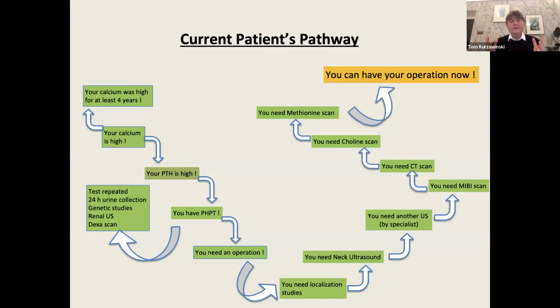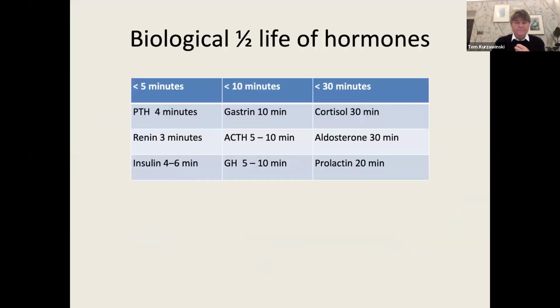So this is the current pathway, and I'm not saying that every single patient goes through it, but many do. A lot of unnecessary steps and unnecessary scans. Now you can only imagine how long it takes for the patient to actually earn his operation. Well over a year in great majority of cases.